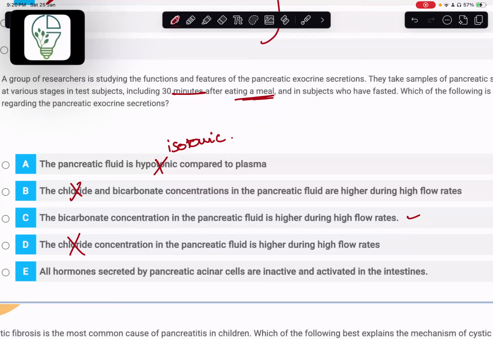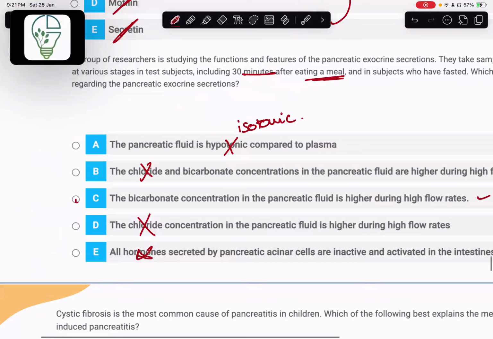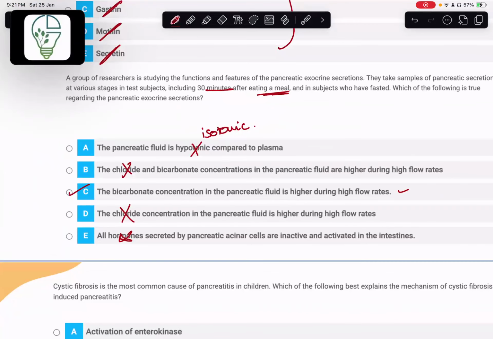All hormones secreted by pancreatic acinar cells are inactive and activated in the intestines. First of all, it's not hormones, it should be enzymes. Second of all, we said lipases and amylases are active but need an alkaline medium. So we are left with C. It's the only correct option. Bicarbonate increases during higher flow rates.